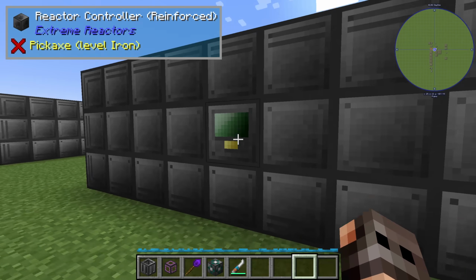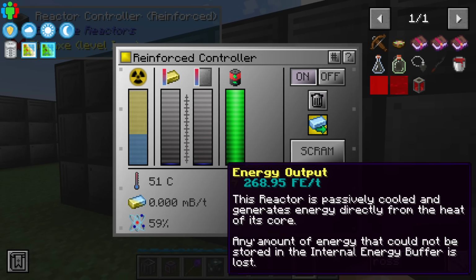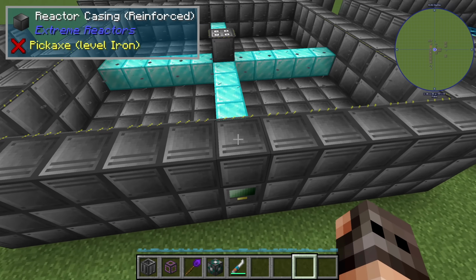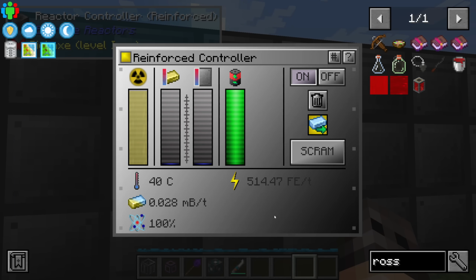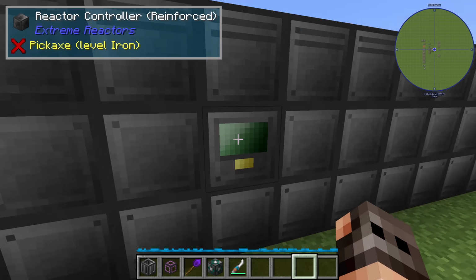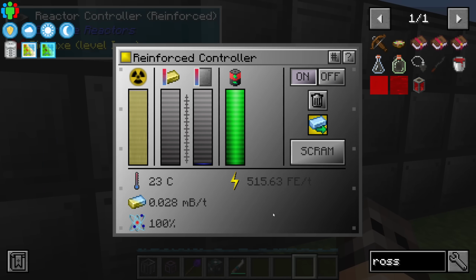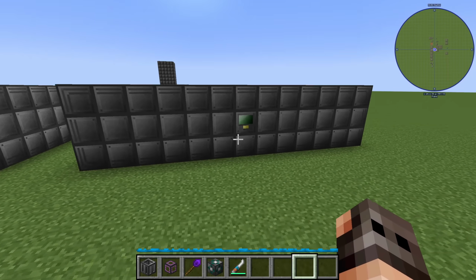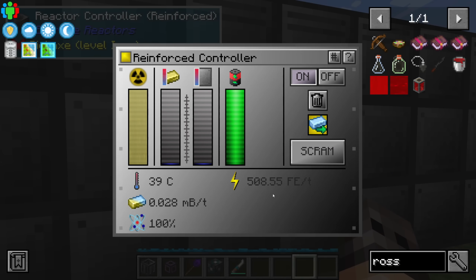Of course, more coolants are going to make the reactor way more efficient. This one has 12 total coolants and it's generating us 494 RF. This one has 20 and it's generating us 514 RF, and the one with 28 coolants is giving us 515. So it's negligible. Also, better coolants like indium are going to affect the efficiency, but again marginally, we're getting 528 RF per tick.